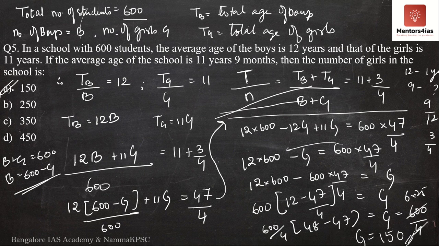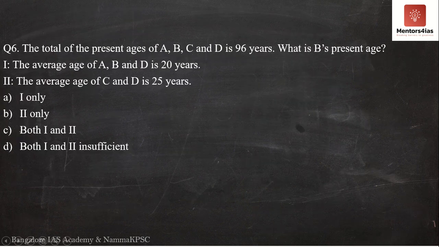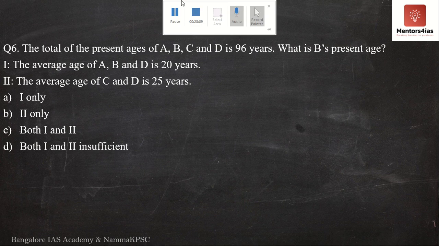Therefore, the correct option is option A. The number of girls in the school is 150. So, I hope you've understood this question. If you've understood this, let us move on to the next question, that is question number 6.